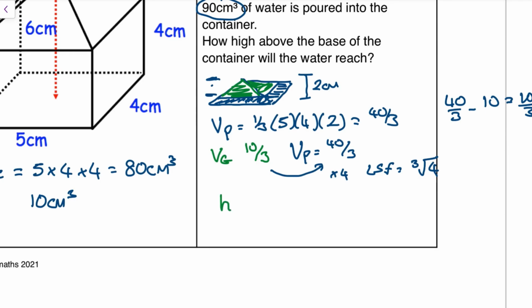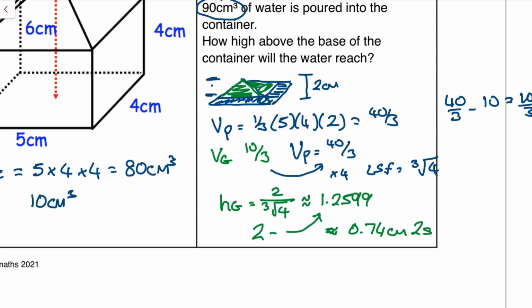We are getting somewhere. So therefore, the height of the green pyramid is going to be the height of the whole big pyramid, 2, divided by the scale factor, which is the cube root of 4. And that's approximately, calculator out, 1.2599. Okay, so far. Now, that's the height that I'm taking away. So the height that's left behind, which is the height of the water, is 2 minus that number. It's still on my calculator, so I'm going to do 2 minus answer, which tells me 0.74007889, which I'm going to say is approximately 0.74 centimeters to 2 significant figures.